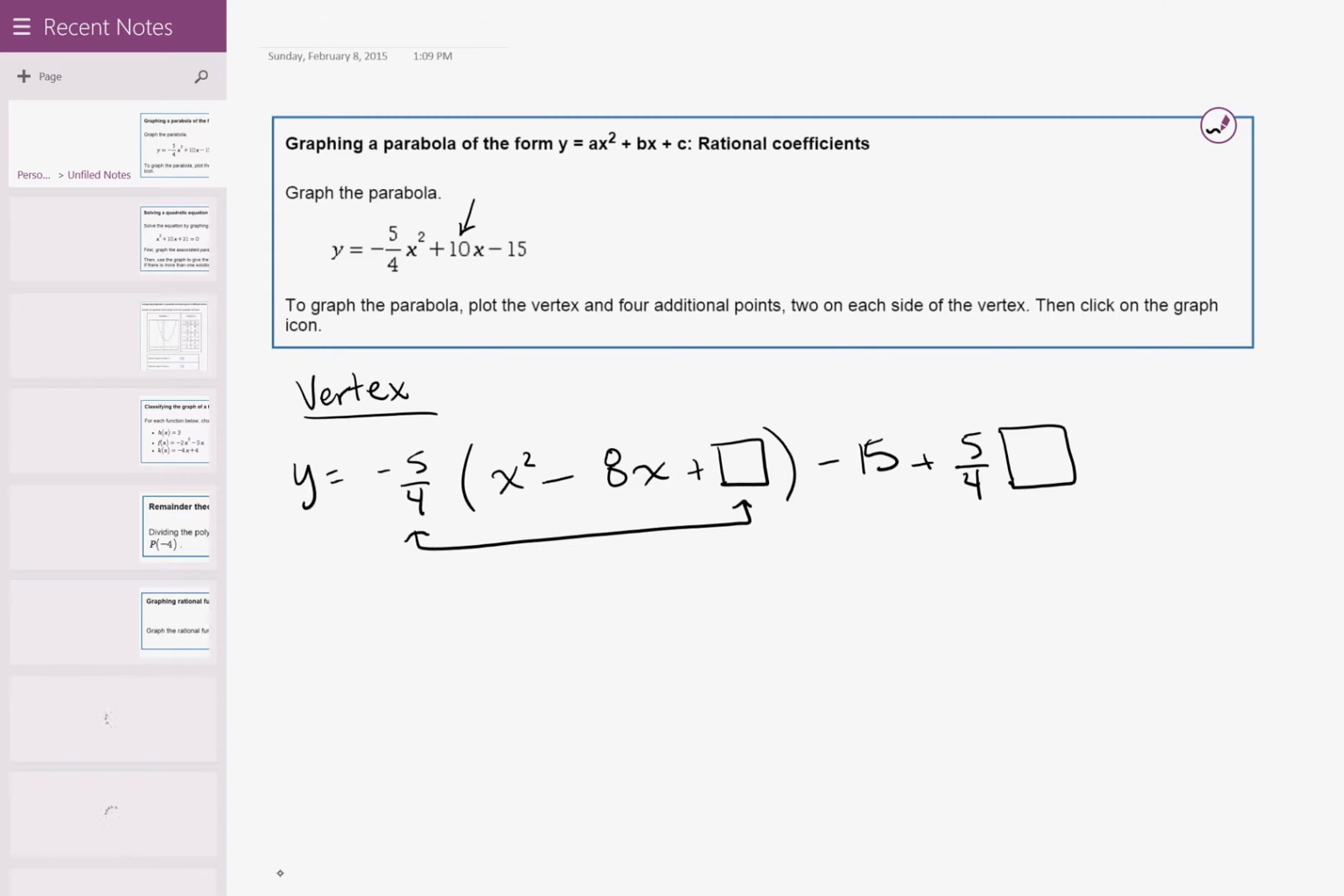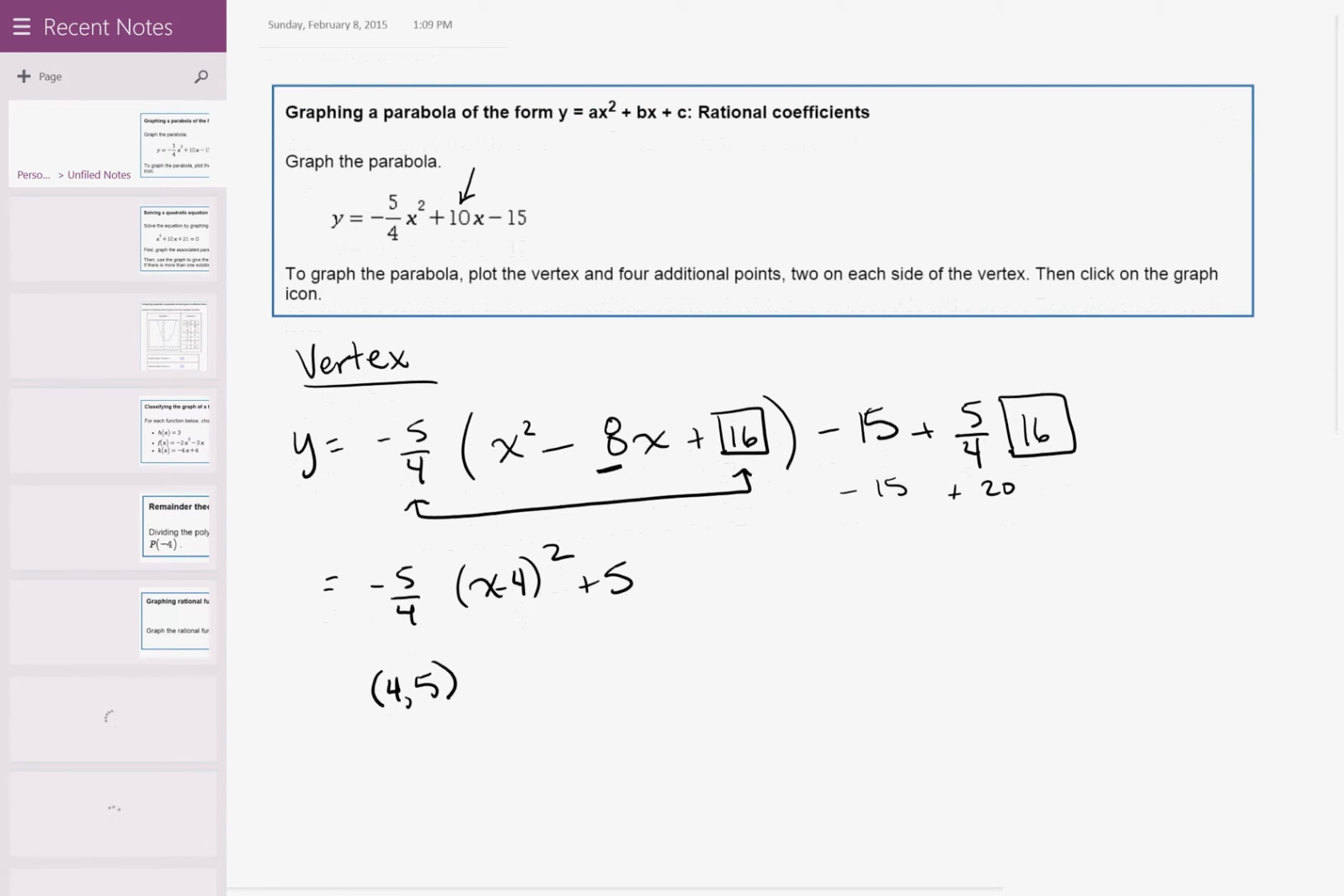And what goes in the box? Half of this squared, so 16. Okay, so this is negative 5/4 times (x minus 4) squared, and then this is negative 15, and this is positive 20. So plus 5. My vertex is the ordered pair 4, 5.